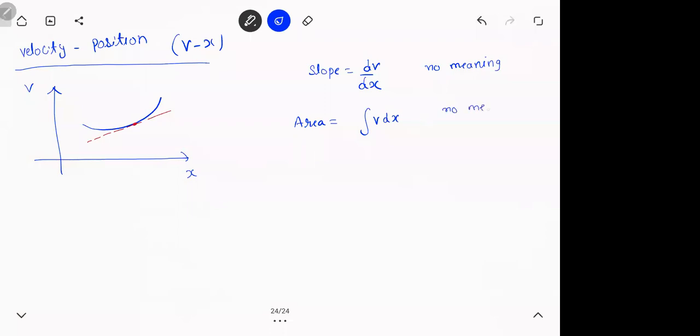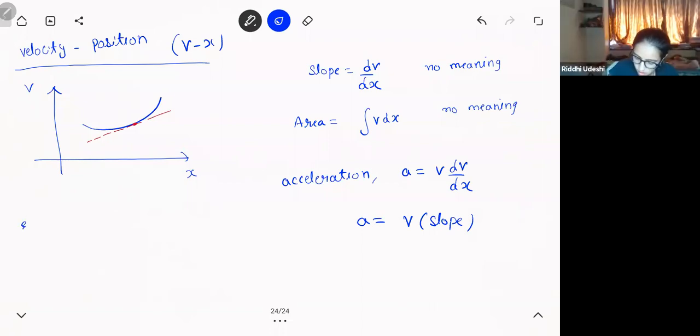Is there any quantity, velocity into position? So what is this useful for? There is one formula which is useful for acceleration. If you remember, acceleration a can be written as v into dv by dx. So only slope is useless, but acceleration is v into slope, that gives you the acceleration. If you take velocity at a point and slope at a point and multiply them, you're going to get the acceleration at that point.